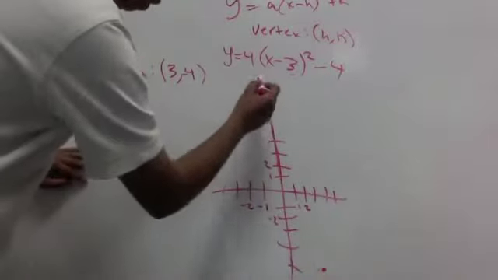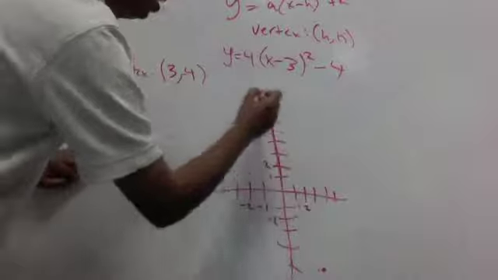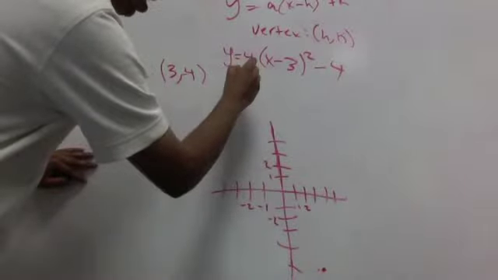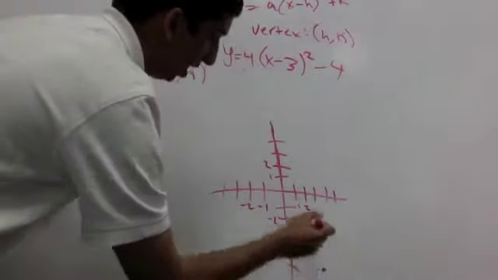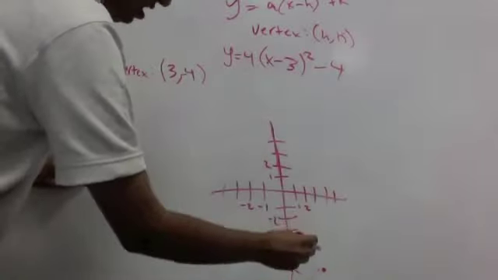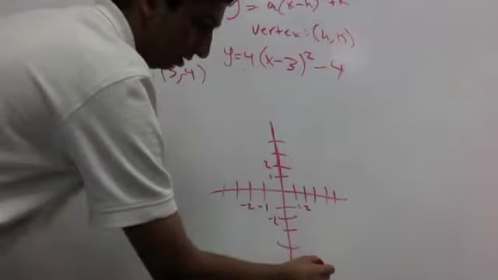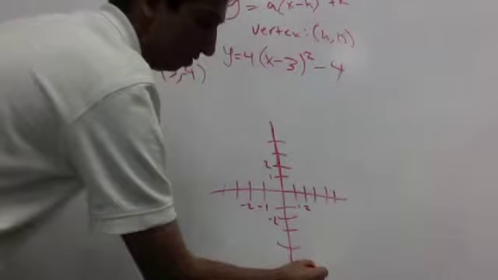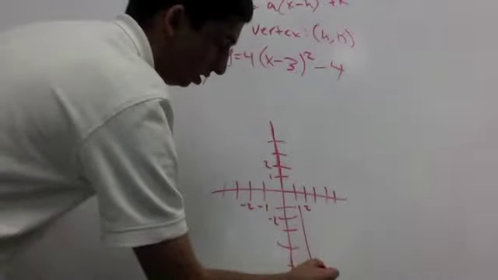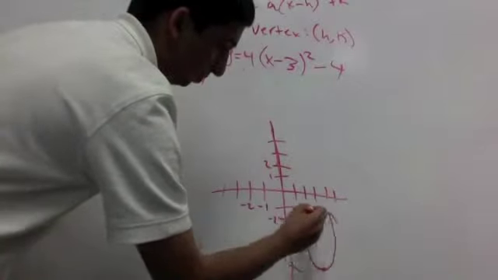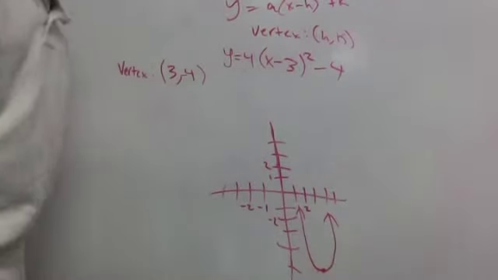Then we know that it's going to be going up because the a value in this is positive. And since it's 4, we know that it's going to be a little skinnier, because that tells us the width of the graph. So yeah, that's what it looked like.